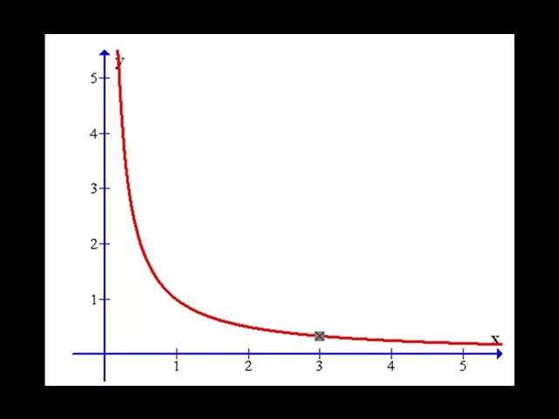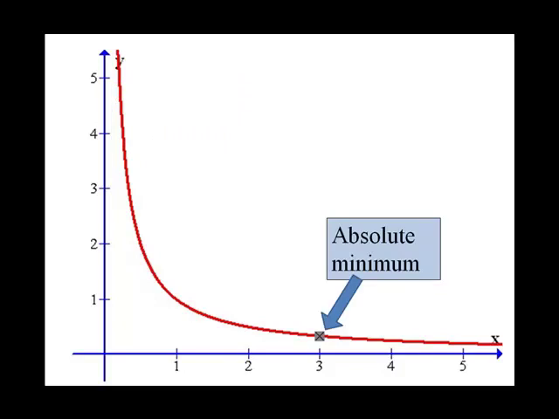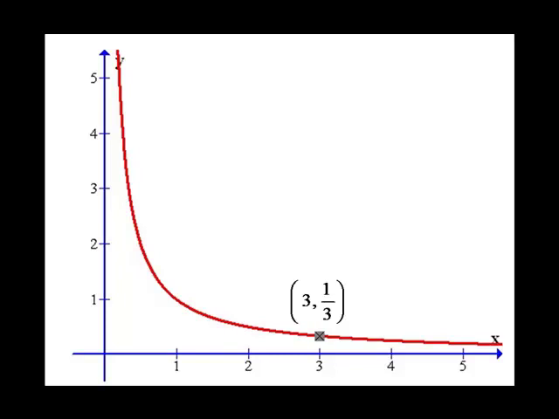But if we put in a point at 3 where we had a closed interval, we do have an absolute minimum because it was a closed interval. In fact, our absolute minimum occurs at 3 and has a value of 1/3. So 3 would be the location. The value would be 1/3 of our absolute minimum.